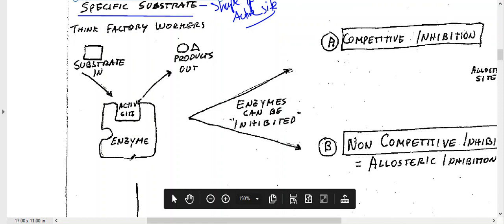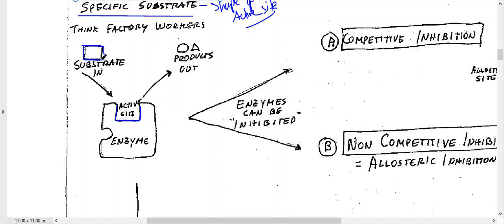They really have a 3D shape and structure that you're familiar with because of secondary, tertiary, and even quaternary folding and structure. But here it is as a flat little shape. Here's the active site right here, and notice that it fits this substrate beautifully. These are specific to each other.